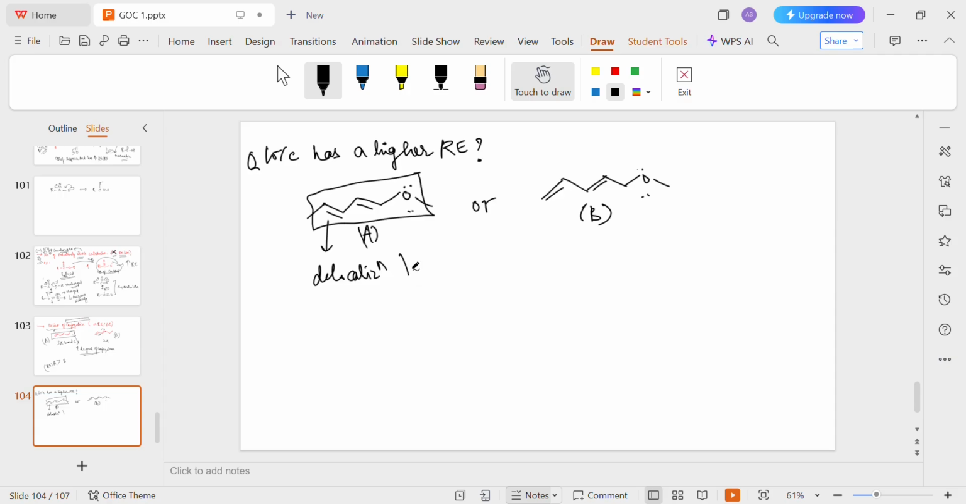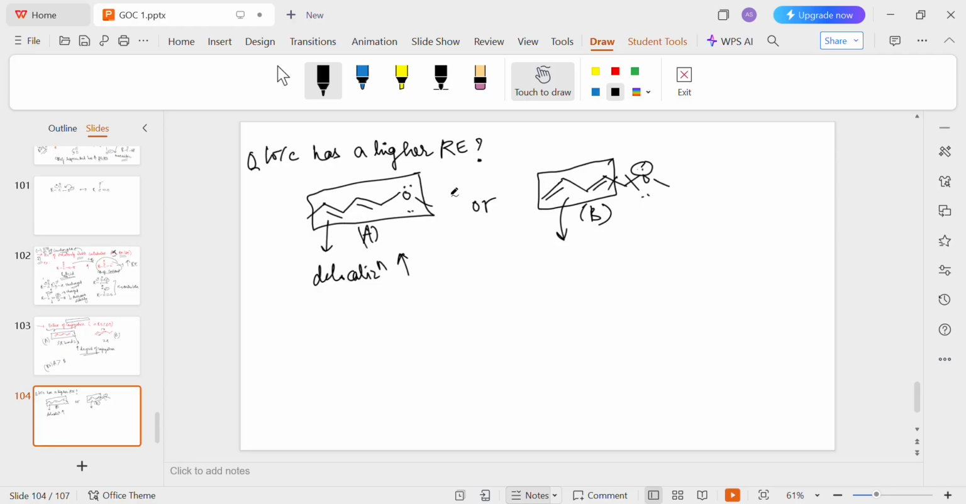ओके, हियर इफ यू सी पाई सिग्मा पाई इज देयर, बट देयर आर टू सिग्मा बॉन्ड सेपरेटिंग दिस लोन पेयर फ्रॉम दिस पाई बॉन्ड. सो डीलोकलाइजेशन सिर्फ और सिर्फ इस स्पेस तक पॉसिबल है. डीलोकलाइजेशन हैपेंस ओनली इन दिस स्पेस, बट हियर डीलोकलाइजेशन स्प्रेड्स द pi electron density over all the atoms present.